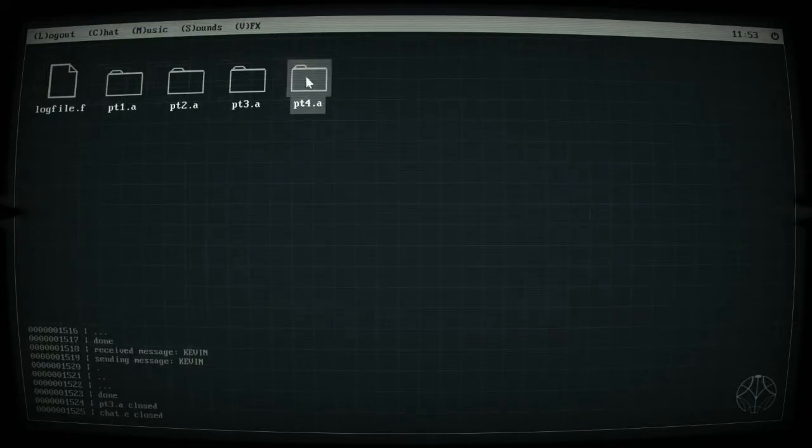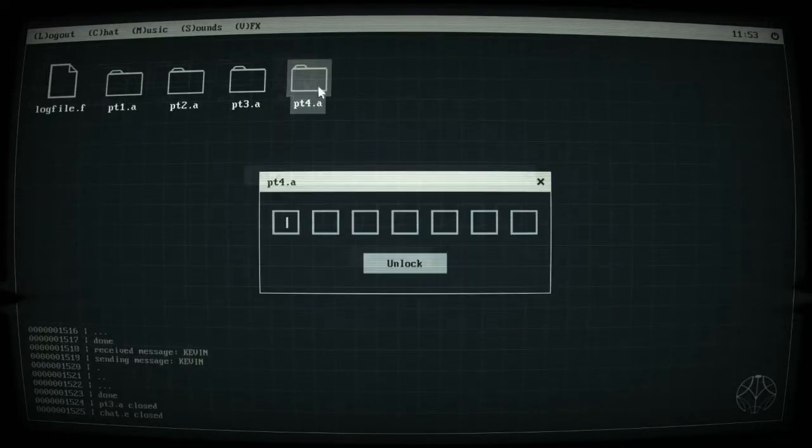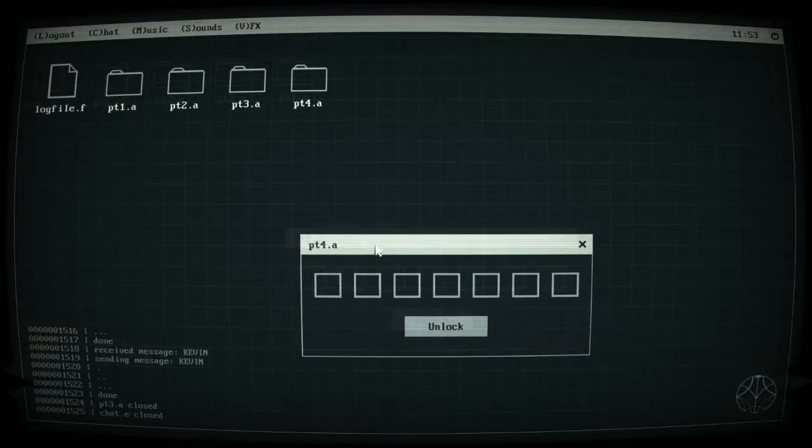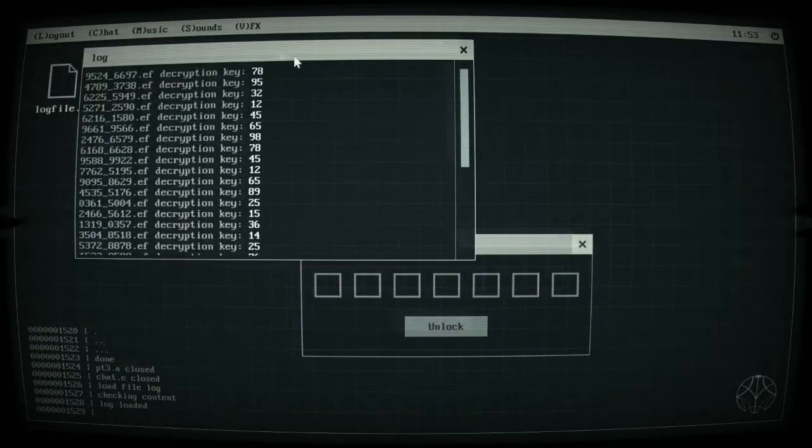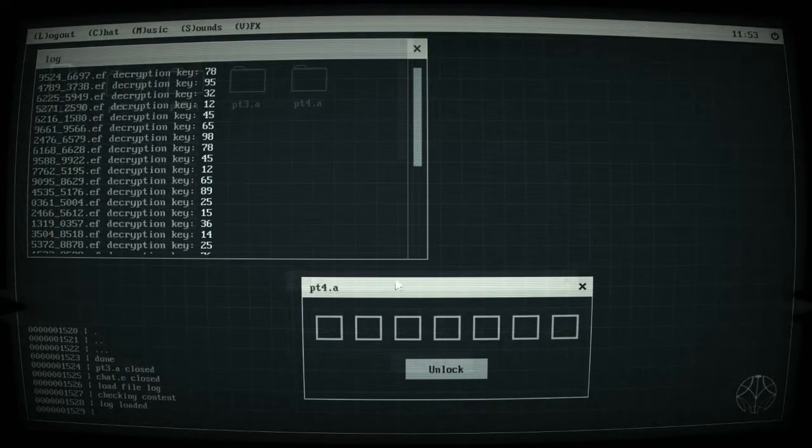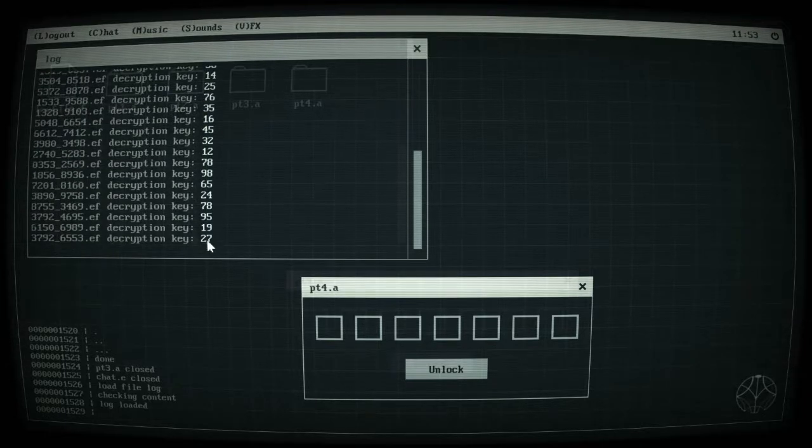Alright, let's get to it. Let's see. We need four. I'm sorry, seven. I was looking at the number four here. We need seven codes to get into this one. Seven codes. Let's see. From the bottom: 1, 2, 3, 4, 5, 6, 7. Let's start with 98. We have 98, 65, 24, 78, 95, and 19, as well as 27.